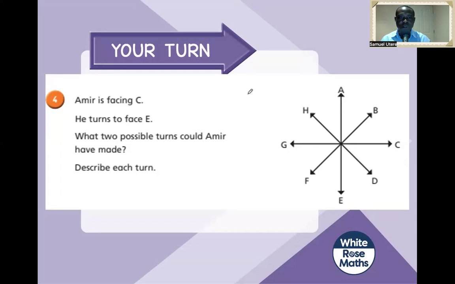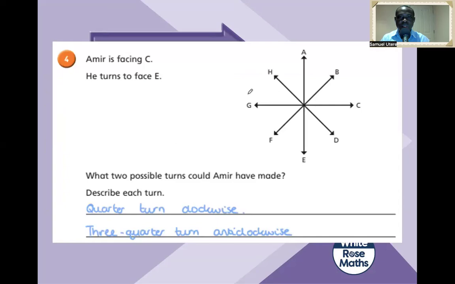Assuming you've paused the video and you've answered question 4, here is the answer. So question 4, Amir is facing C right here. He turns to face E, that's E. What two possible turns could Amir have made? So Amir could have made a quarter turn in this direction to face E, so clockwise. He could also have turned 3/4 anti-clockwise to get to that direction. So a 3/4 turn anti-clockwise.